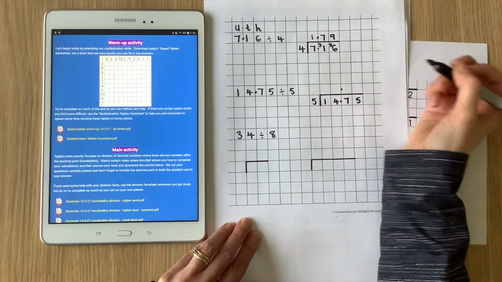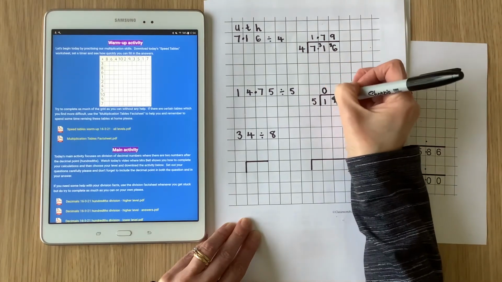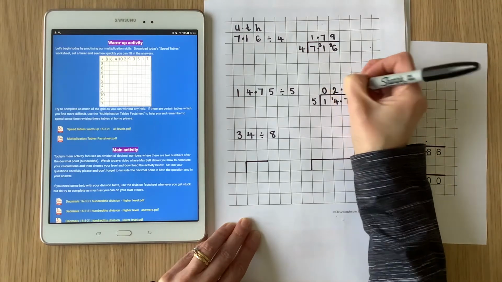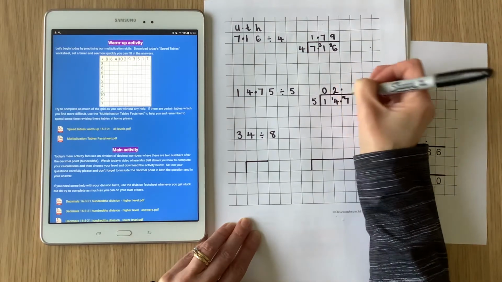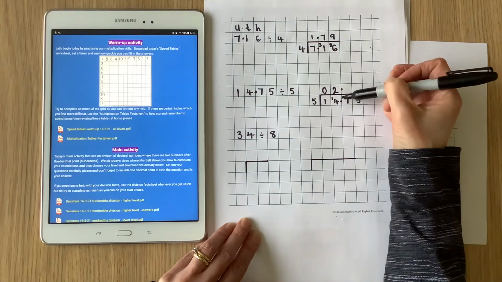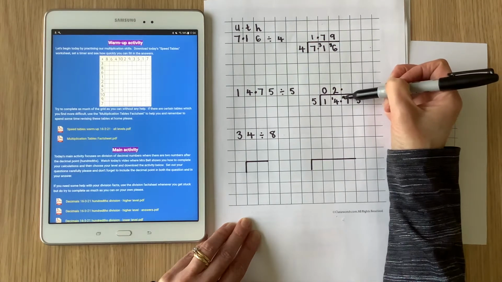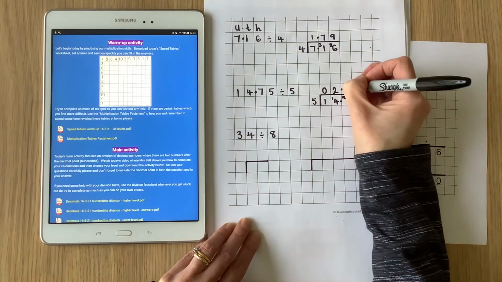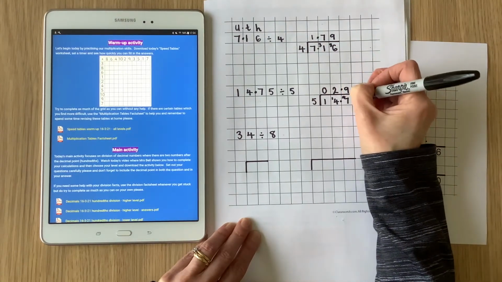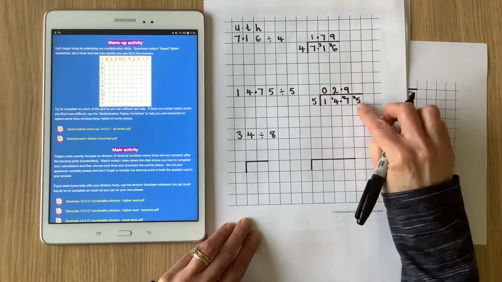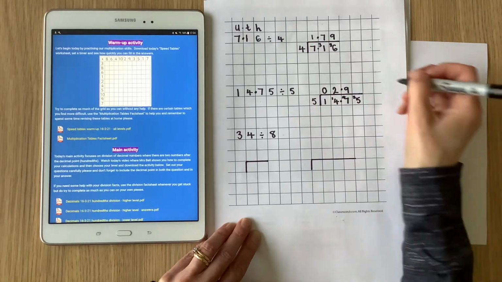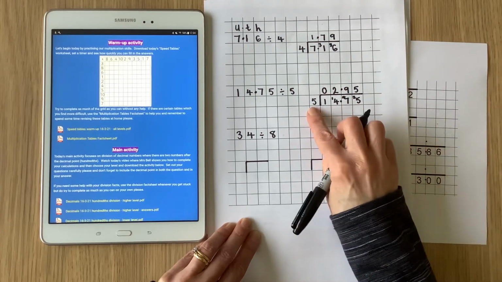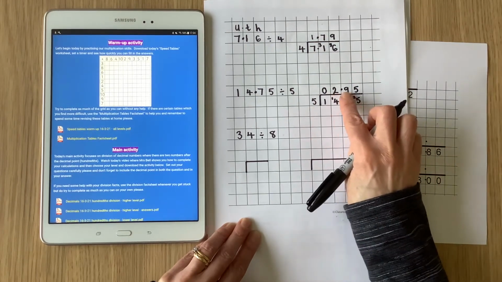So 1 divided by 5, can't make any full groups. 14 divided by 5. 2 5s are 10. So remainder 4. Remember, keep the carried number in a dividing question up high. 47 divided by 5. Well, 9 5s are 45. So remainder 2. 25 divided by 5. It's going to be 5. So 14.75 divided by 5 will give me the answer 2.95.